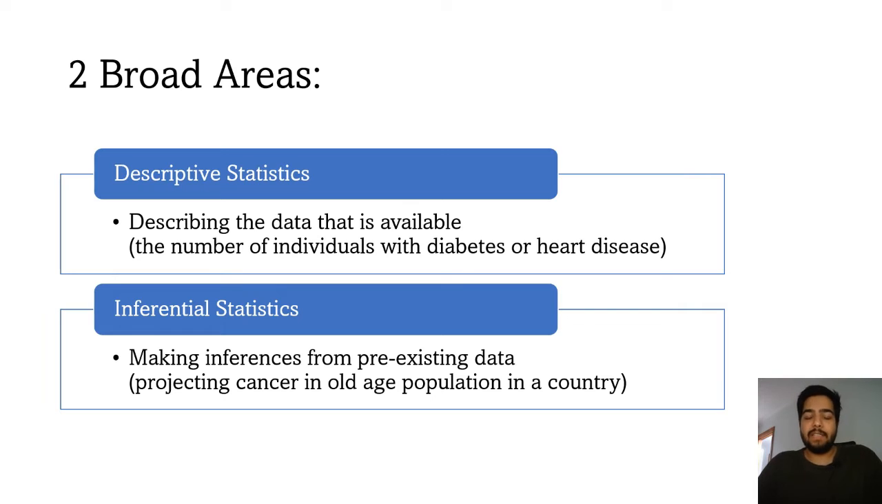There are two broad areas of statistics. The first one is called Descriptive Statistics, and the second one is called Inferential Statistics. In Descriptive Statistics, you're just describing and summarizing the data that is already available. For example, you can summarize the data of number of individuals who have diabetes or who have heart disease. In Inferential Statistics, you are making inferences from pre-existing data. For example, you can project the number of cases of cancer in old age population in a particular country, and that is a part of inferential statistics.